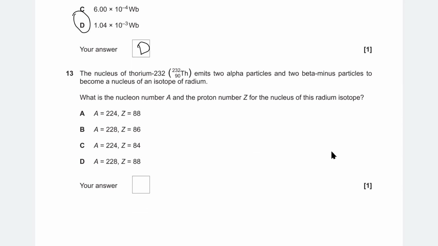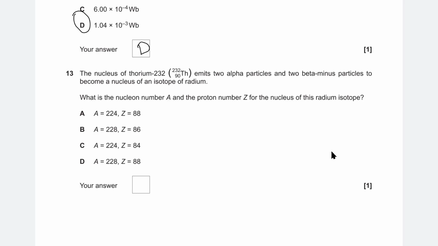Okay, next one. The nucleus of thorium-232 emits 2 alpha particles and 2 beta minus particles. Okay, so what is the nucleon number and the proton number for the nucleus of whatever is left?